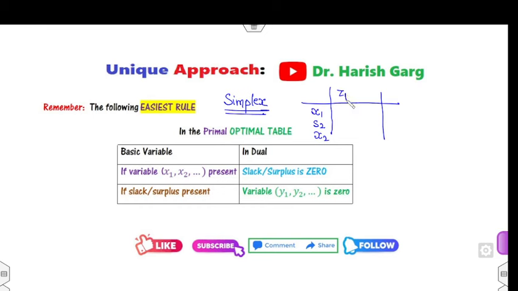Fine, here if zj minus cj is greater than 0, then this is my optimal solution. Then if a slack variable is present in the optimal table, then the corresponding dual variable will be 0. If x1, x2 are present, then the corresponding dual slack variable will be 0. Fine, so that will be the tips when you are trying to solve with the simplex method, but I always discourage it.